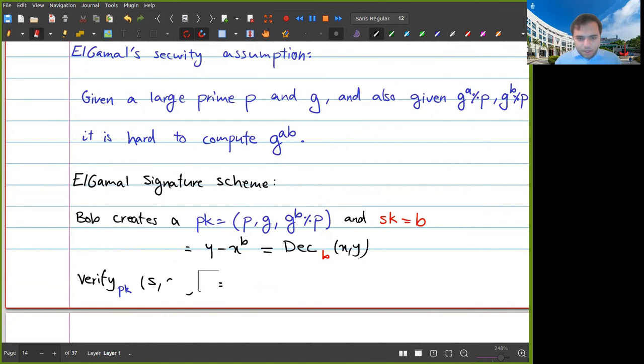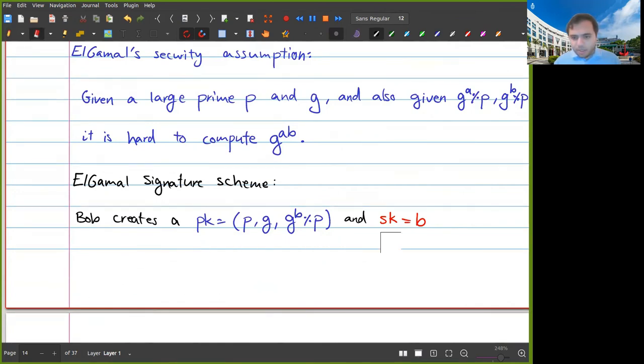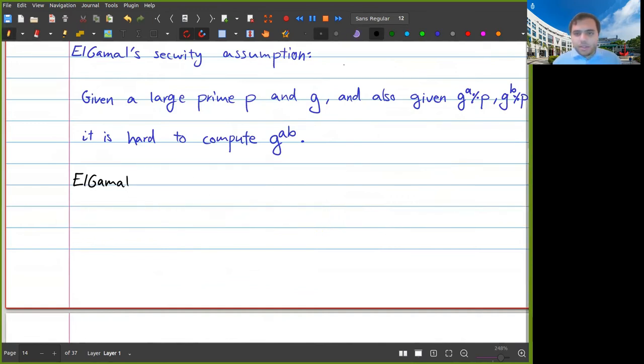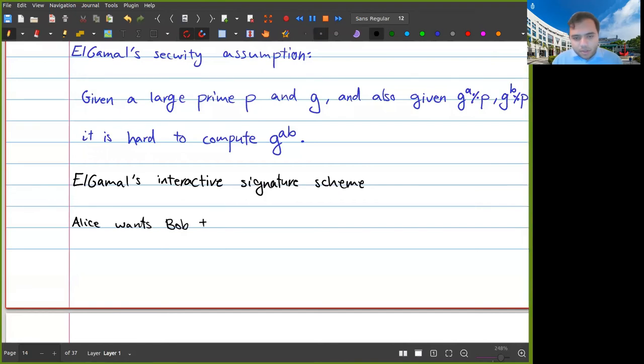So let me erase this because it became too complicated. But instead, I would just call this ElGamal's, let's call it interactive signature scheme. Okay, so Alice wants Bob to sign some message M, which means that she just wants to get a confirmation from Bob that Bob agrees with M.